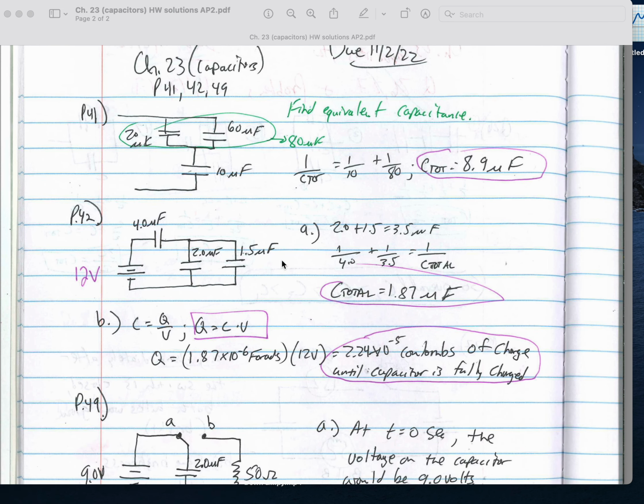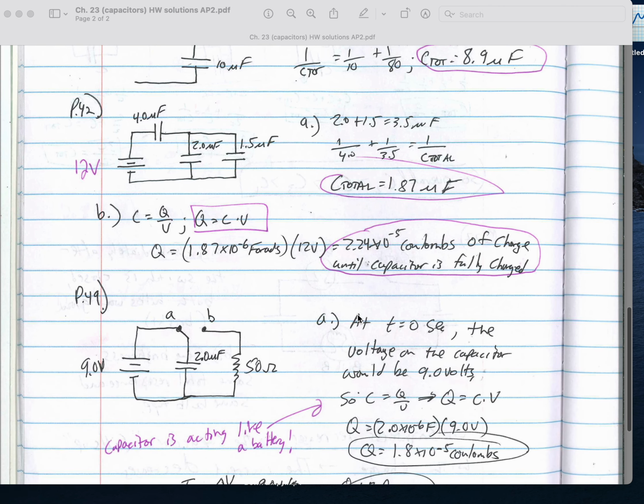For problem 42, you're asked to figure out the total capacitance as well for part A. So these two I'm going to handle first. That would be a 3.5 microfarad capacitor. That equivalent capacitor is in series with a 4 microfarad capacitor, so we get a total of 1.87 microfarads.